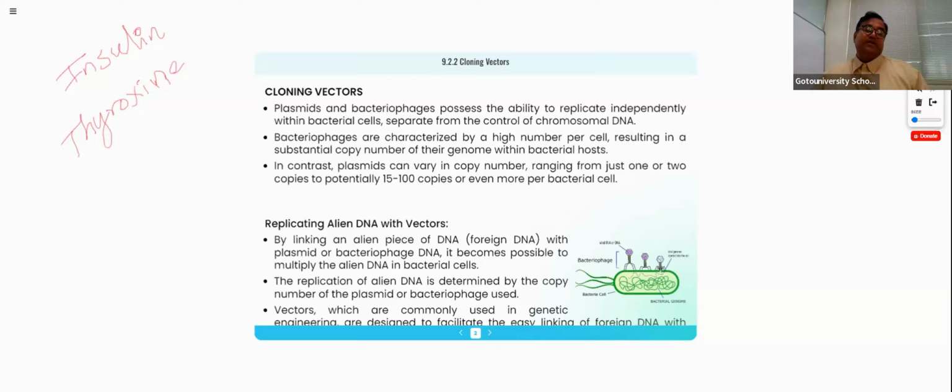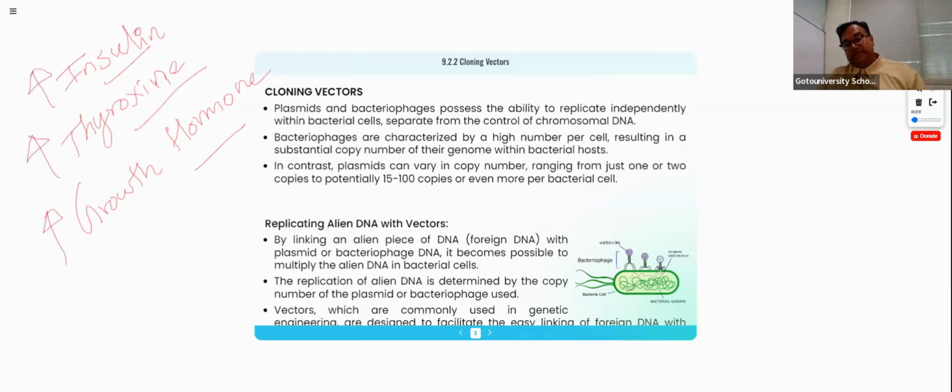Depending upon my need, insulin hormone or thyroxine hormone. Sometimes I need to make growth hormone at a massive level. So basically, growth hormone I need to make at a massive level. So growth hormone production I can increase. Thyroxine hormone production I can increase. Insulin hormone production I can increase.